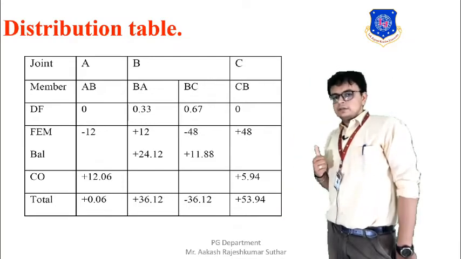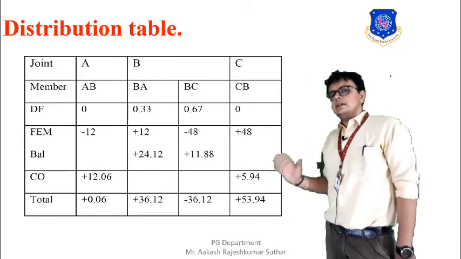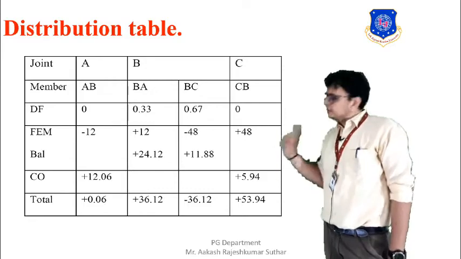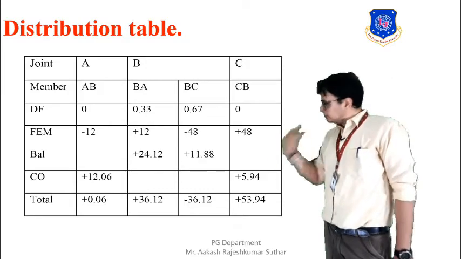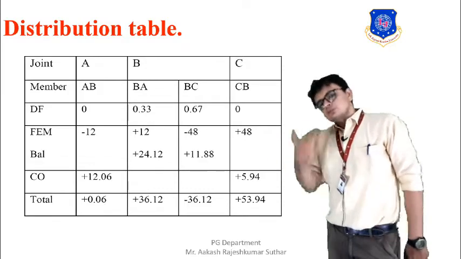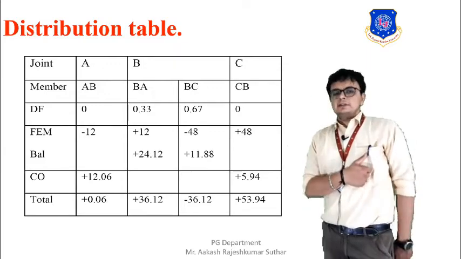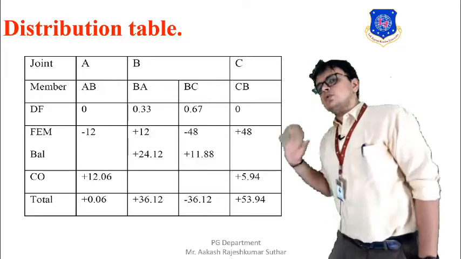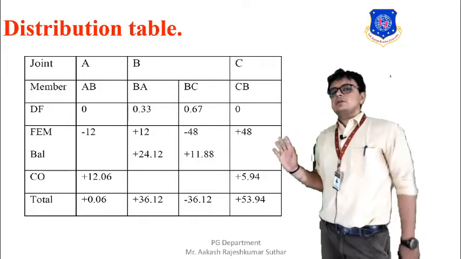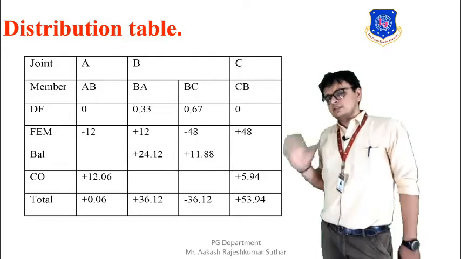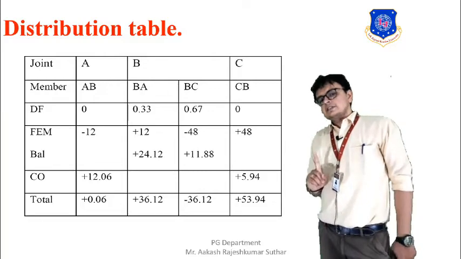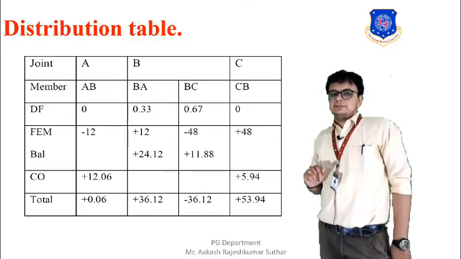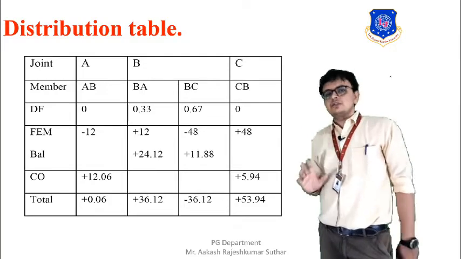Okay. So in this particular sum we are having only one joint. So further no carryover or distribution process will take place. This is the only step that can be done in the moment distribution method table. Only the distribution of a single step we have to do, and on a single step only the distribution will take place.